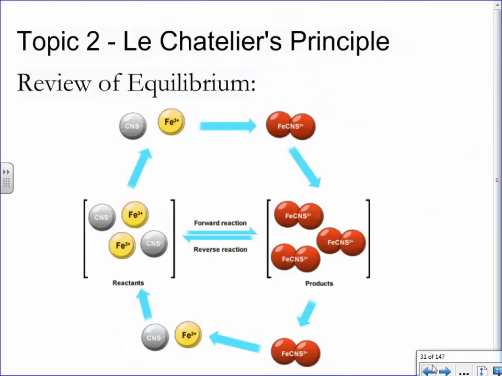I want to talk about the concept of equilibrium, where we like to assume when we write reactions, again, in grade 9 and grade 10, that A and B turn into C and D and they stop. But that's not always the case. Sometimes what occurs is these guys right here, they decide to get together and form the FeCNS molecule. And then they break back up. And then they get back together.